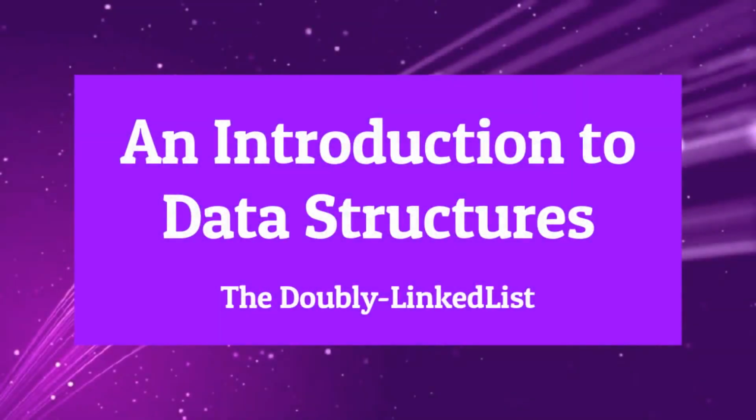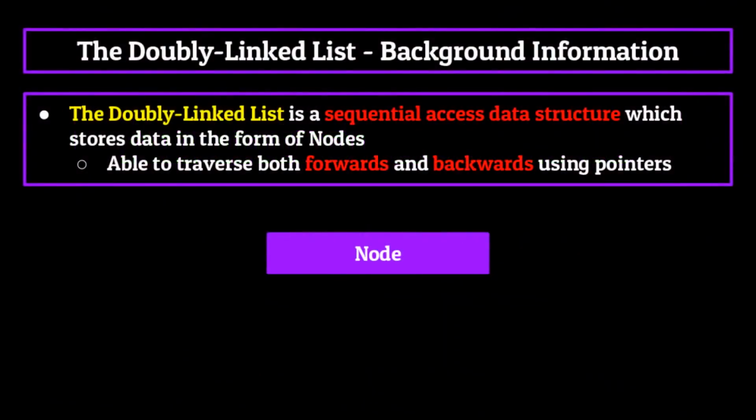A doubly linked list is almost exactly the same as a linked list. That is to say, it's a sequential access data structure which stores data in the form of nodes. Except with doubly linked lists, there's one small difference. With the doubly linked list, we're able to traverse both forwards to the next node in the list and backwards to the previous node in our list, again using pointers. How? Well, let me explain.